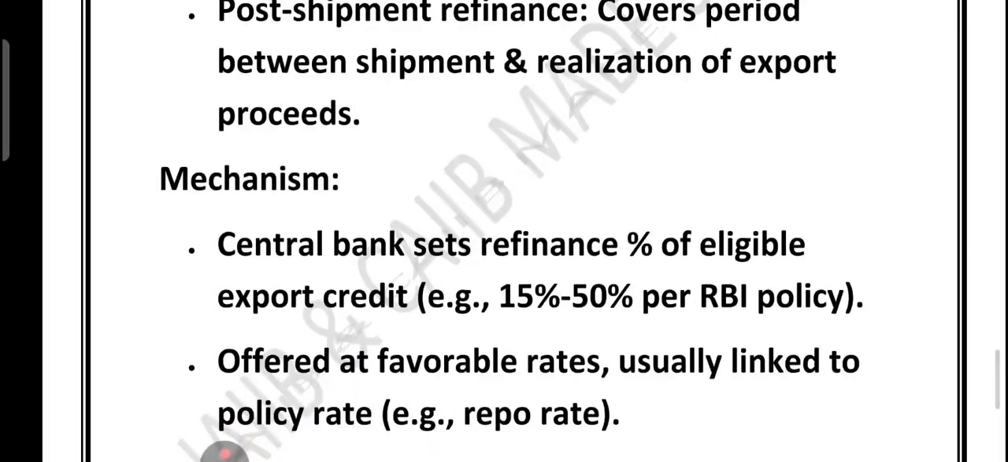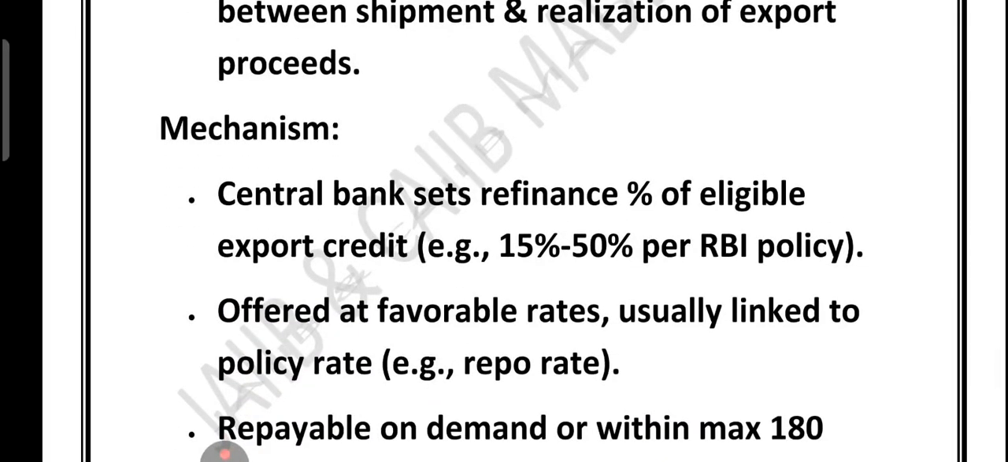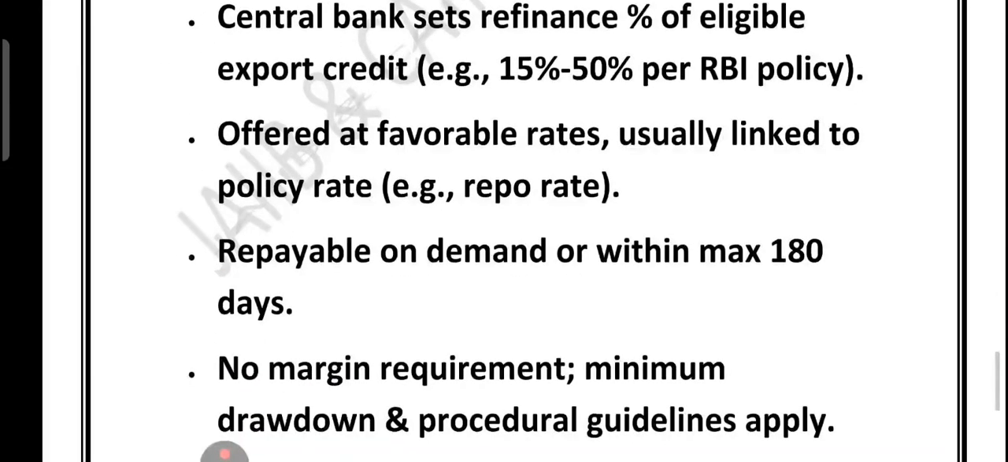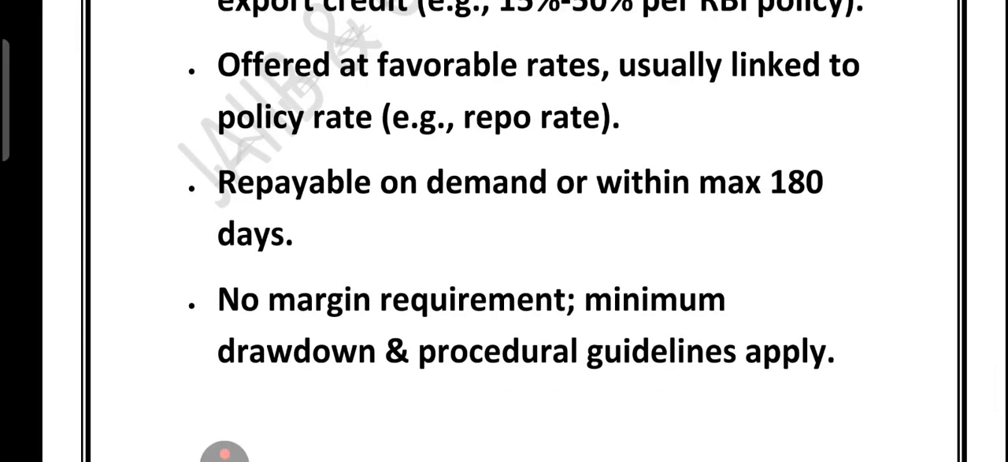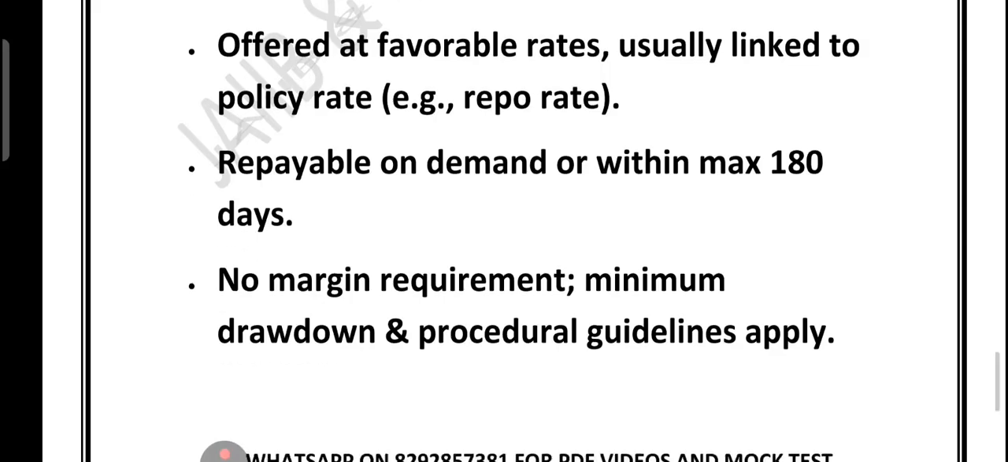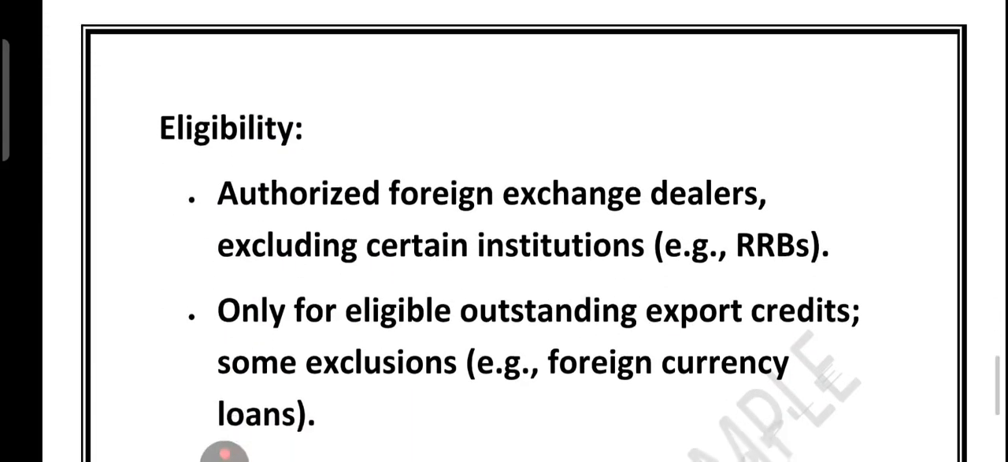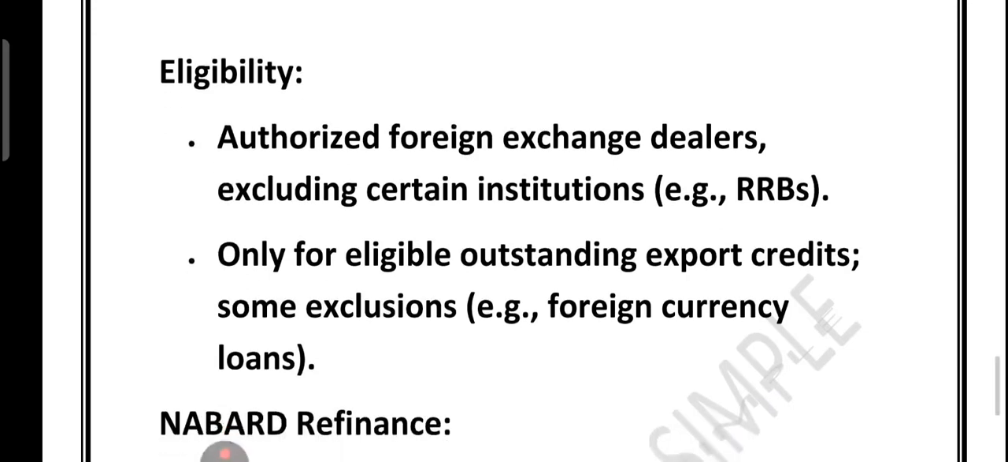The mechanism is very simple. The central bank decides the refinance percentage of the eligible export credit, let's say 15 to 50%. They offer it at a favorable rate, and this rate is linked to the repo rate. They are repayable on demand or within 180 days. No margin is required. It is subject to minimum drawdown and procedural norms. Eligibility, I already told you: authorized foreign exchange dealers, right? Only eligible outstanding export credit is covered. Only eligible banks and credit can access refinance.